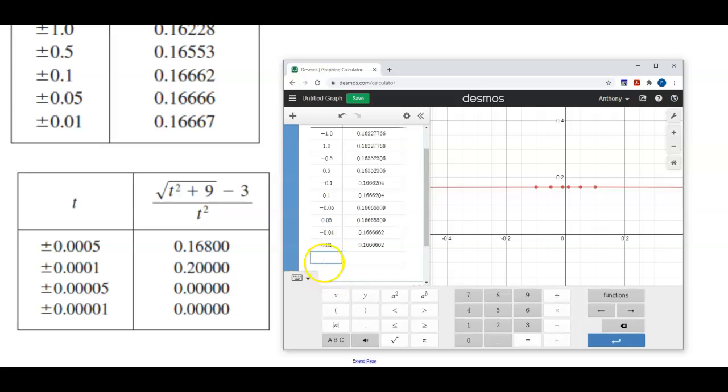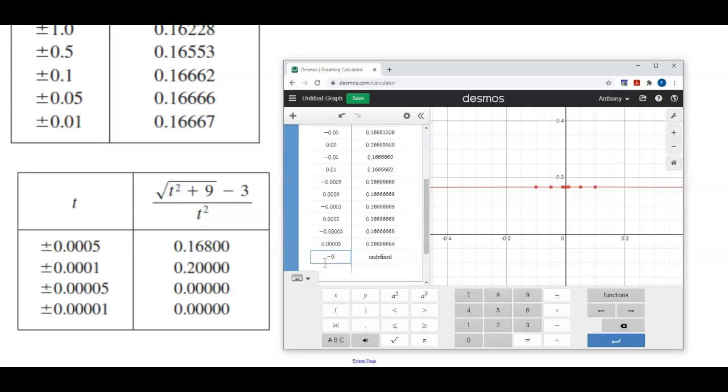So if we put in negative 0.0005, negative 0.0001, and positive 0.001, 0, 0.